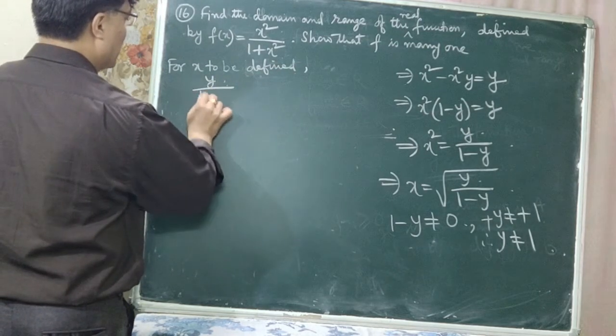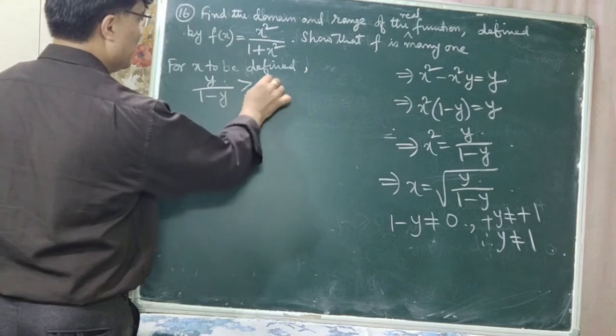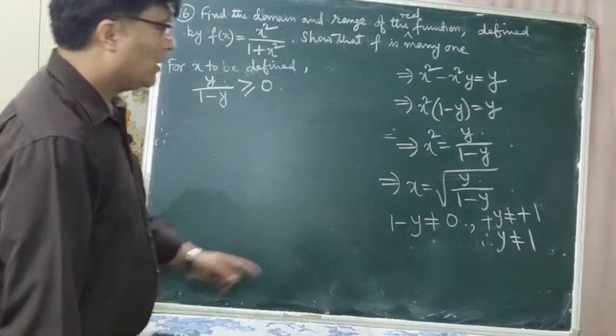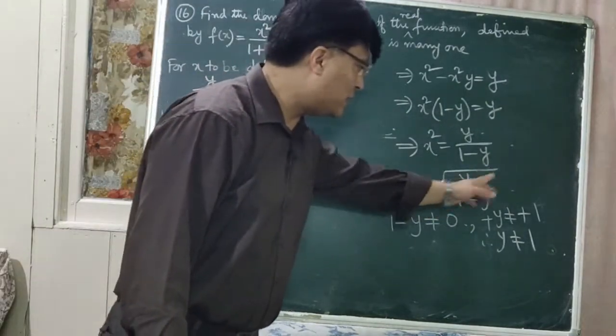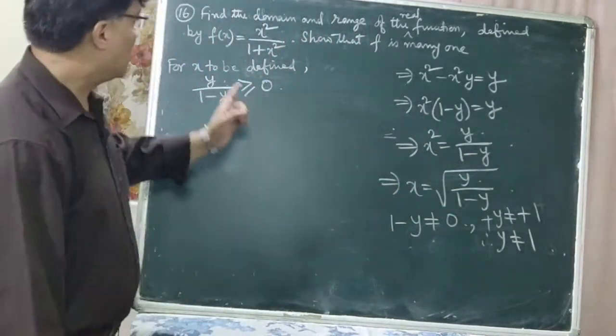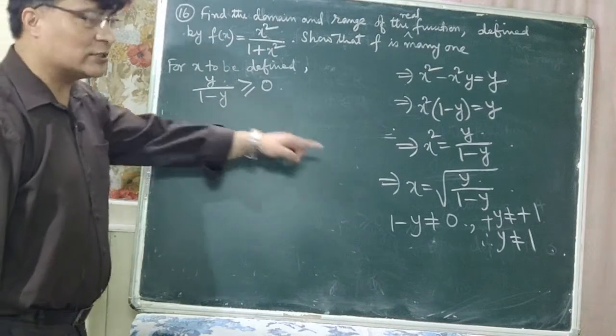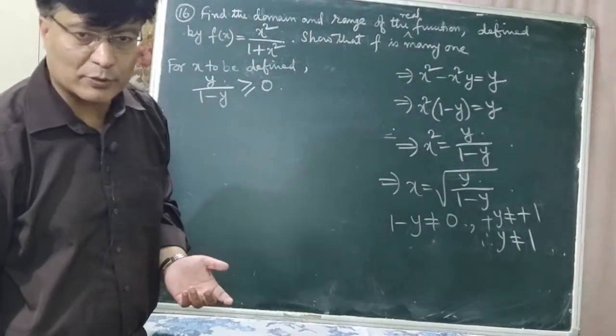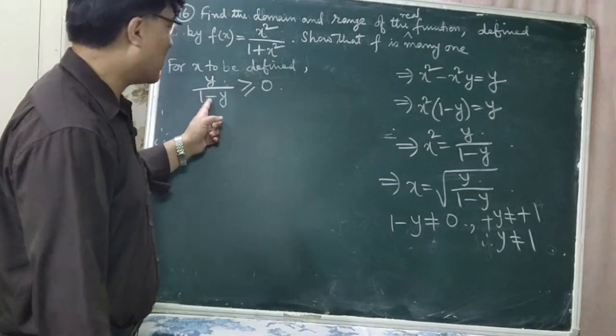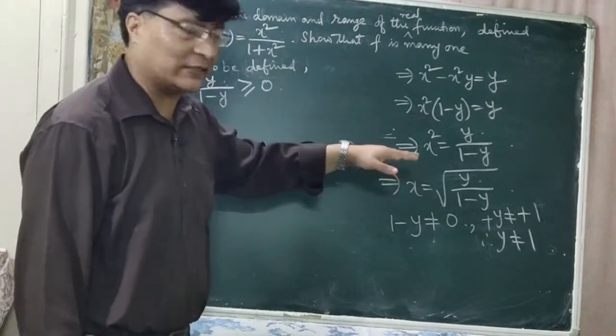y upon 1 minus y should be greater than or equal to 0. It may be equal to 0, right? Y upon 1 minus y is equal to 0. That is root over 0. Root over 0 is a defined quantity. You know that. And this y upon 1 minus y should be always positive.